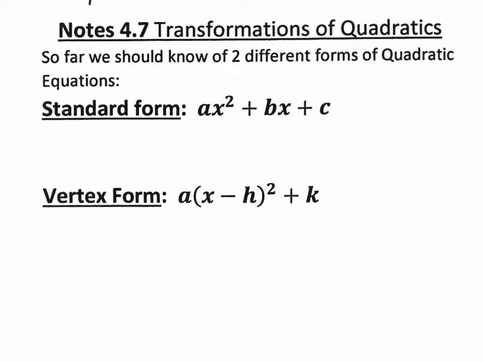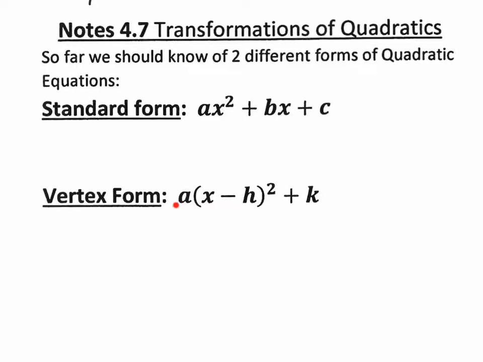In today's notes, it's really not describing the actual transformations from the parent graph to the new graph, but it's actually changing a standard form equation to a vertex form equation. So we should all know that a standard form equation, the word form just means the way it's organized, the way it looks. So A, B, and C are all just numbers. The A value is the most important. It tells you if it opens up or if it opens down, if it's wide or if it's narrow. Same with this A value.